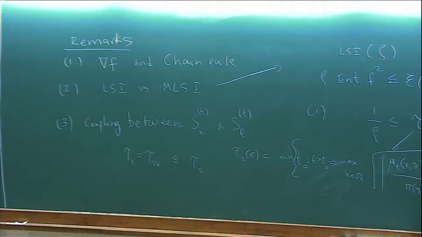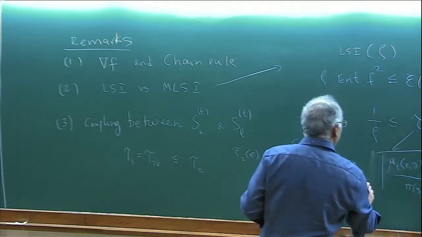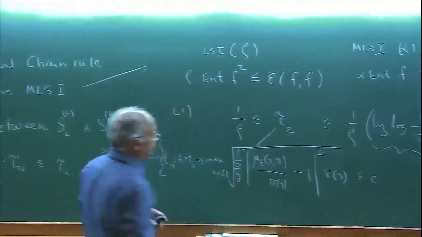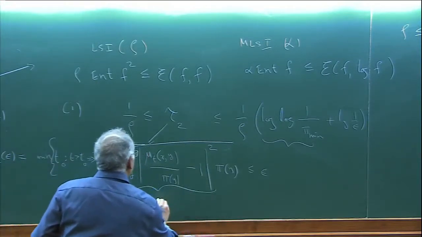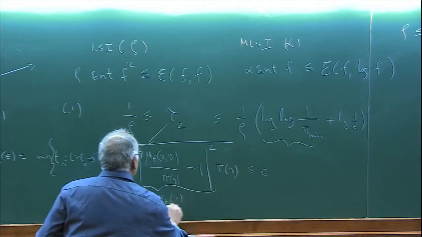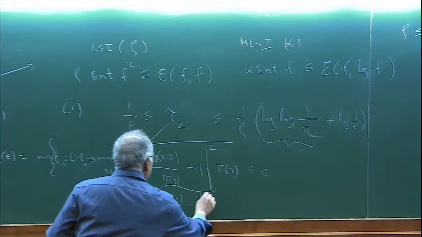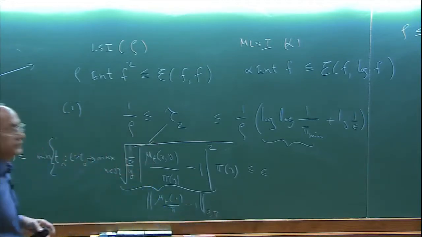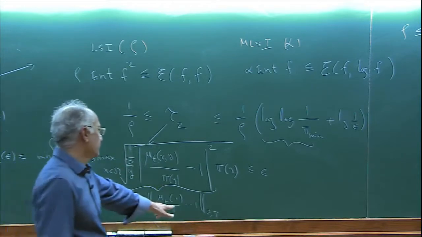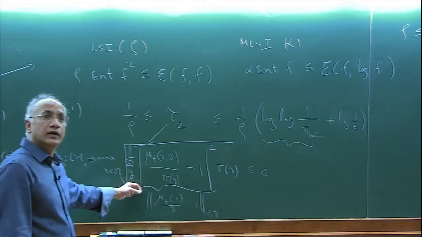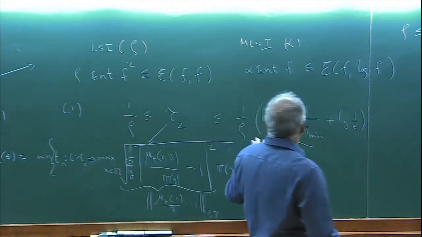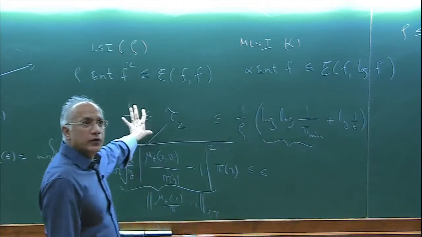Sorry? Sum over y, sorry. You're right. Yeah, so this is my mu t over pi. So there's a square and then the square root. Thank you. Sum over y. Okay, so that's one thing. So it's good in terms of lower bound.